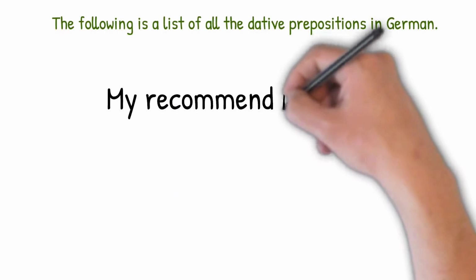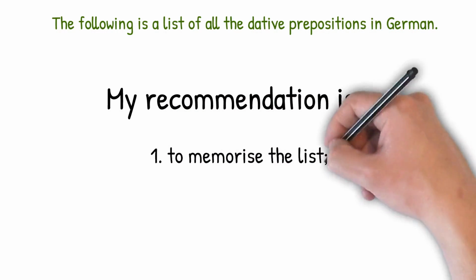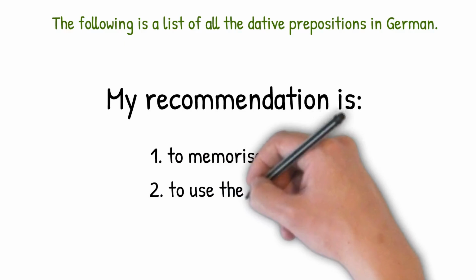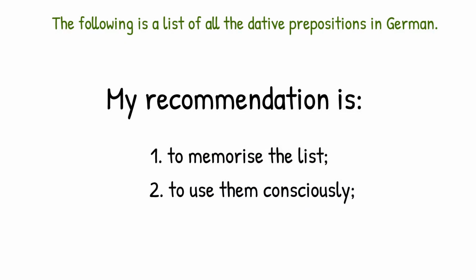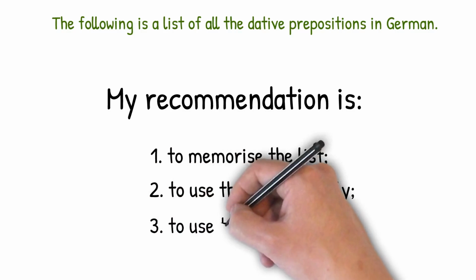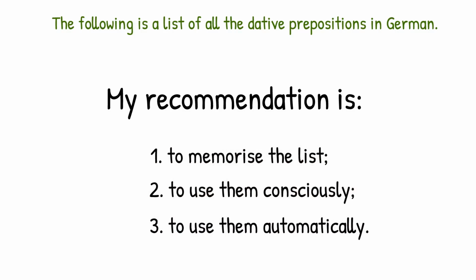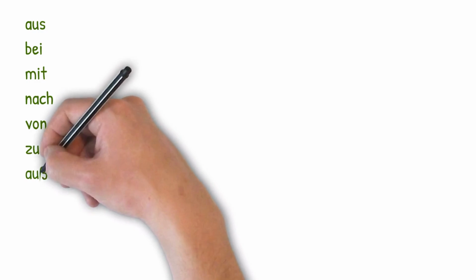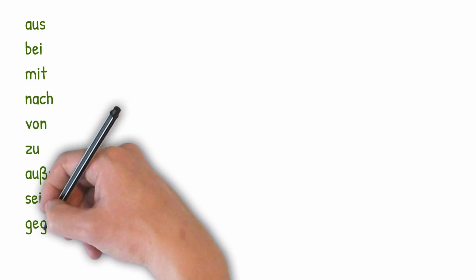My strong recommendation is, firstly, to memorize the list, perhaps using a memory aid of some sort, a song or a rhyme. Secondly, to use them consciously whenever you can, using the correct endings for the nouns and articles, but not worrying too much if you get them wrong. And thirdly, to use them so much that the dative and its accompanying endings eventually become automatic. Aus, bei, mit, nach, von, zu, außer, seit, gegenüber, entgegen.